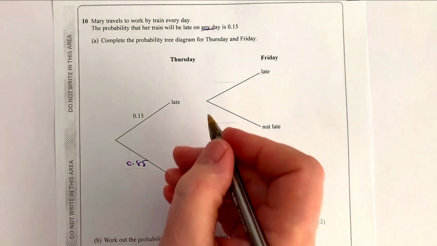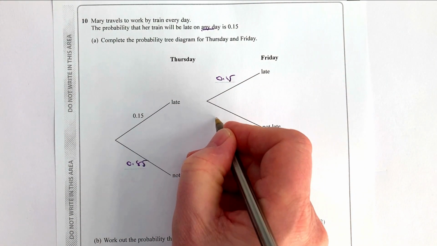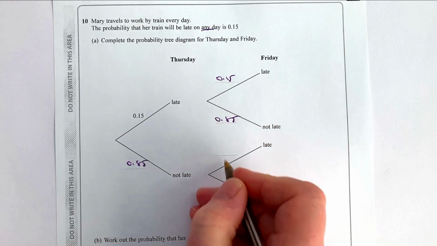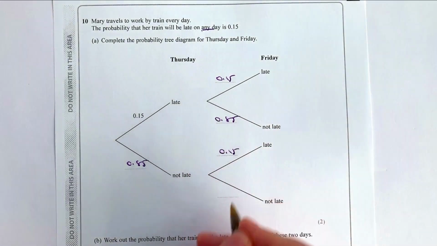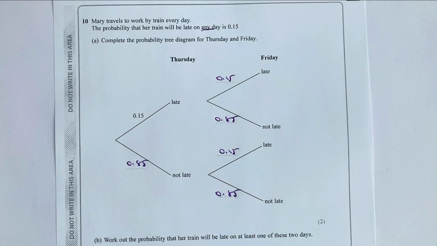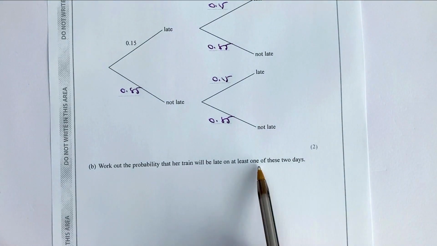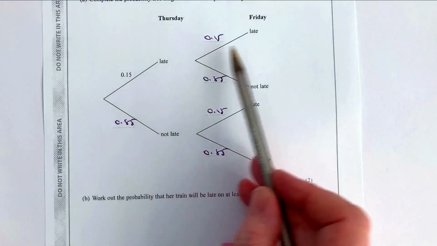But it doesn't matter whether it's a Thursday or a Friday or any other day of the week. It's exactly the same probability of a train being late. Okay, so if we then want to use this information to work out the probability the train will be late on at least one of the days, we've got to look at the outcomes.